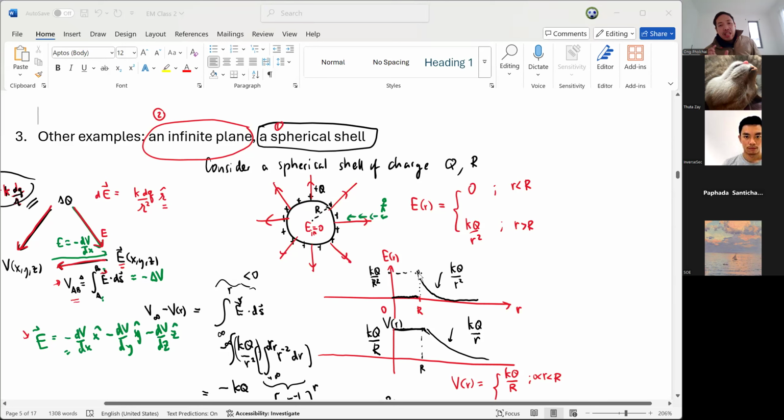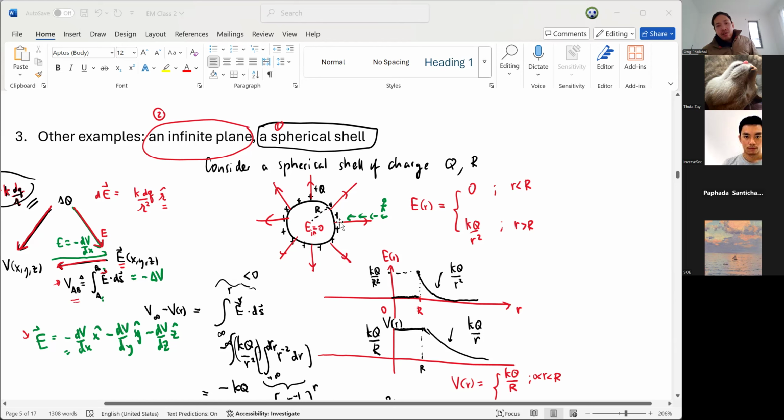Now that we know E, we can use this formula to integrate to find the potential. We imagine walking from infinity towards the center of the sphere, and keep measuring the potential. We do this integral and we get this graph for V. So we know that outside the sphere, we are climbing.